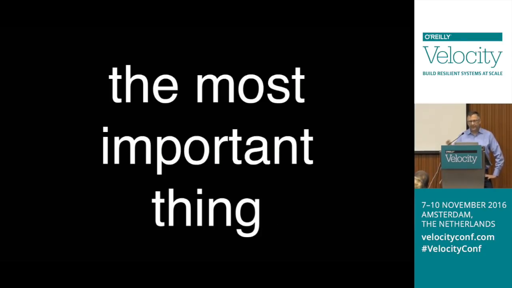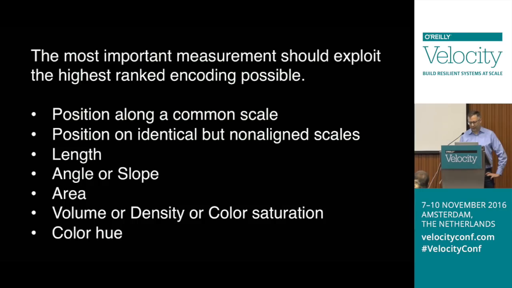So I want to focus on this one little table buried on the third page of the report, because I want to claim that this table might be the single most important thing that you can possibly know about visualizing data. What this table shows is how accurate humans are at estimating quantities that are encoded in different ways. So here's the table in a more readable format.